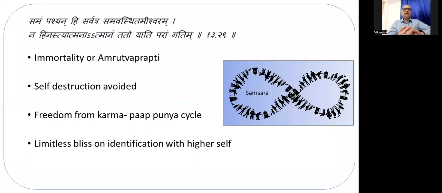Having realized that everything is a manifestation of God, the Jnani attains freedom from insecurity. Furthermore, he comes out of self-destruction mode, getting trapped in papa punya phala and therefore the life-death cycle. Secondly, identifying with Prakriti, one is unable to enjoy the higher self and the bliss.